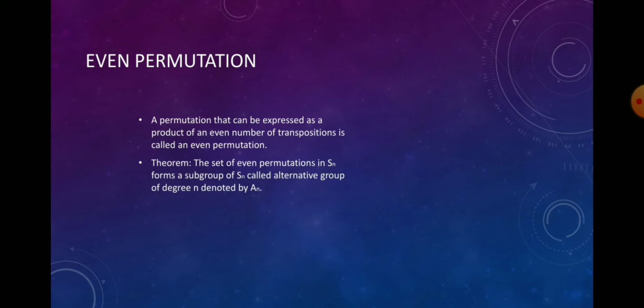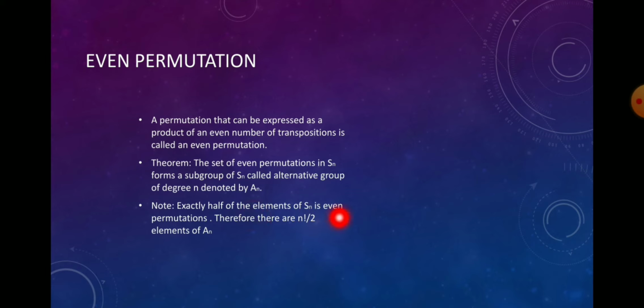One more important note regarding this is that exactly half of the elements of Sn are even permutations. Therefore, if there are n factorial elements in Sn, there are n factorial by 2 elements in An.